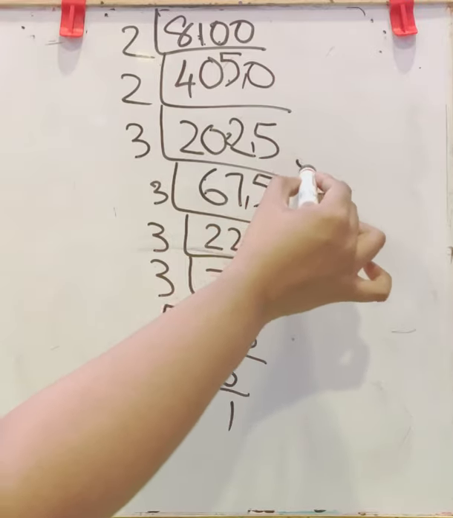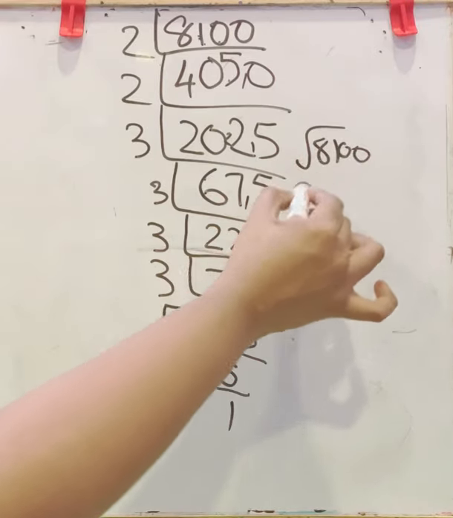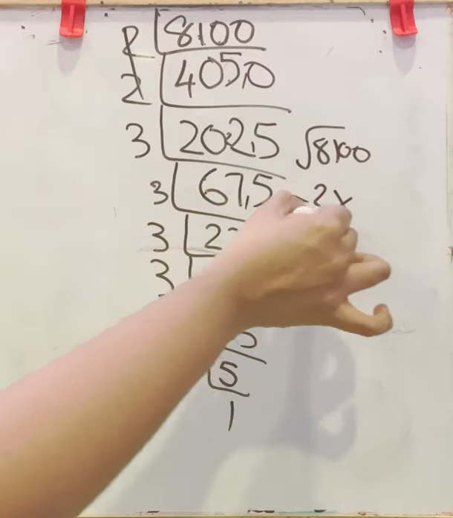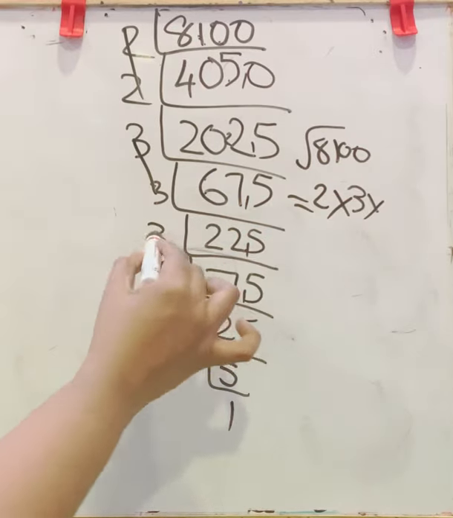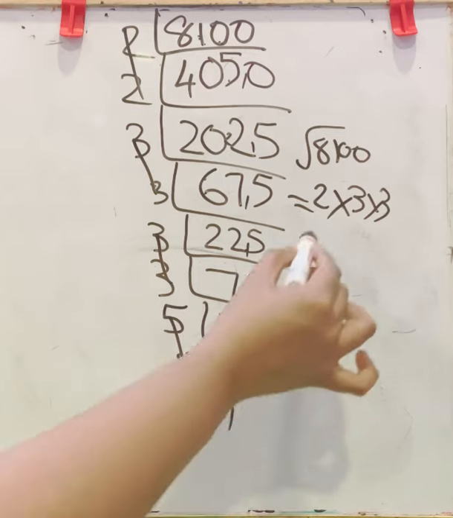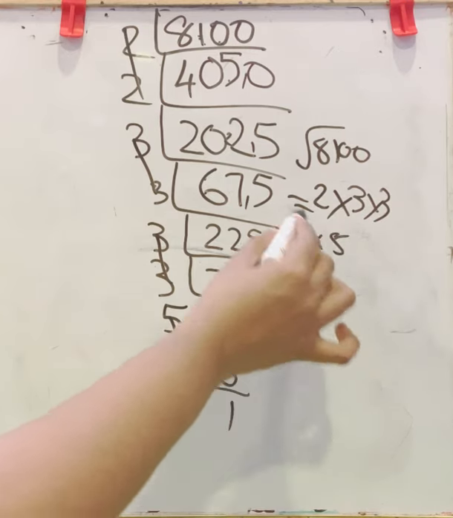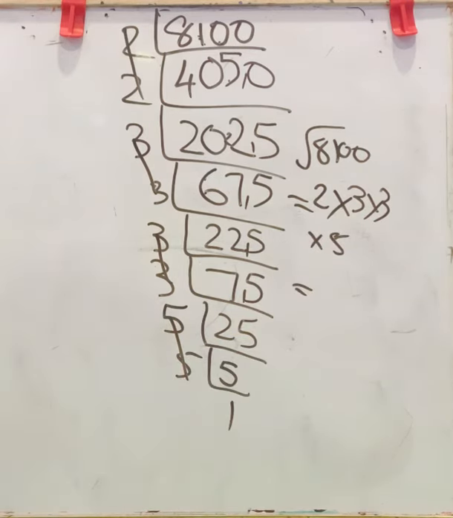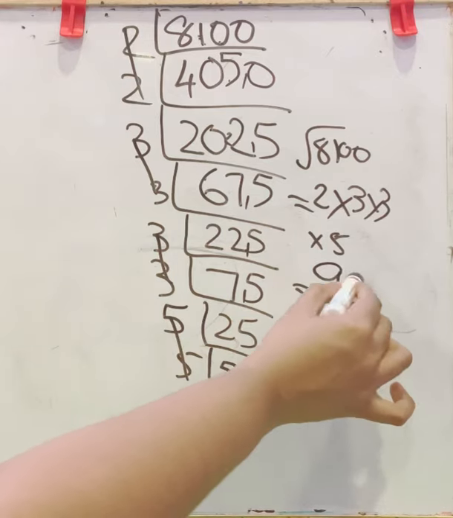Now the square root of 8100 equals, pair it: 1 2, pair it: 3, pair it: 3, pair it: 1 5. And the product of 2 into 3 into 3 into 5 is 90.